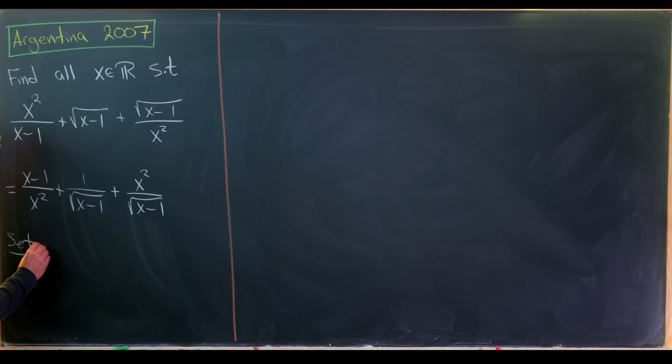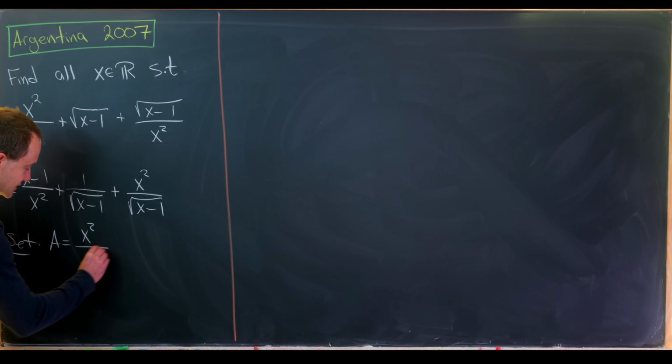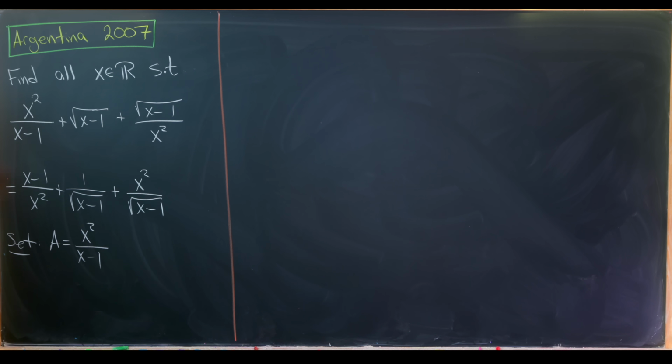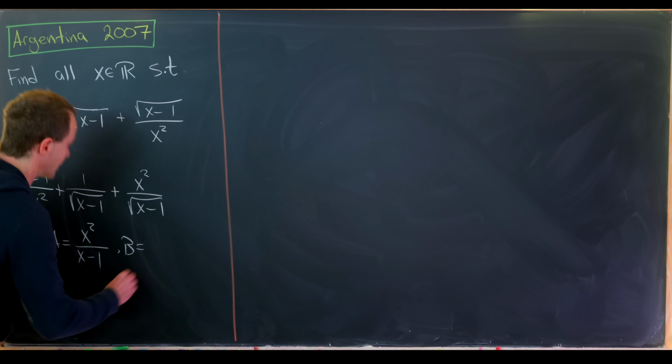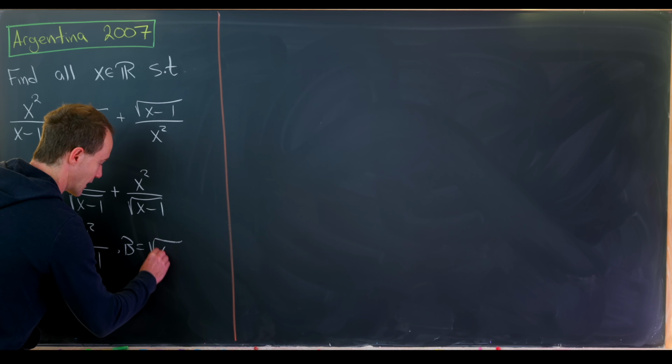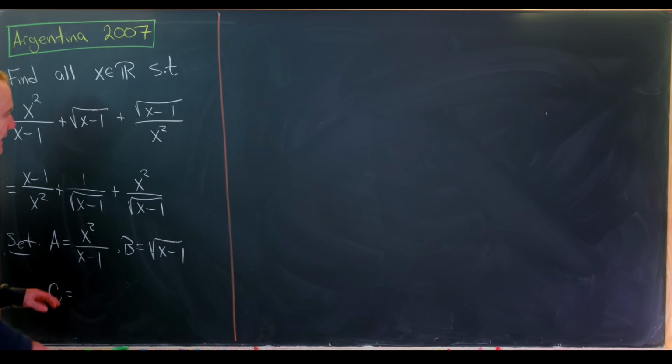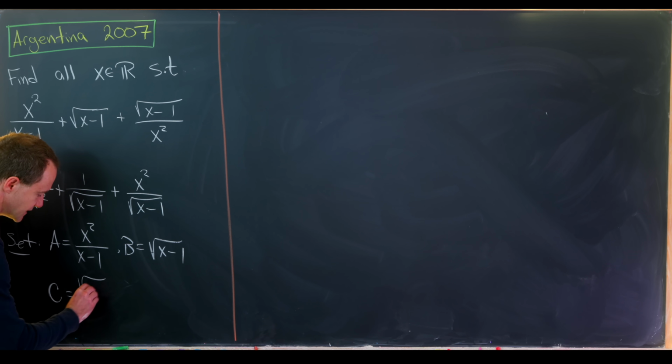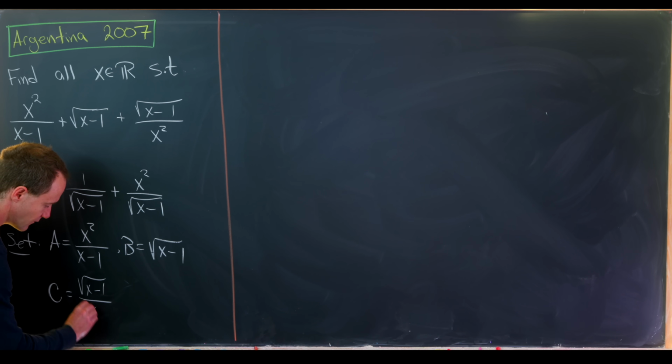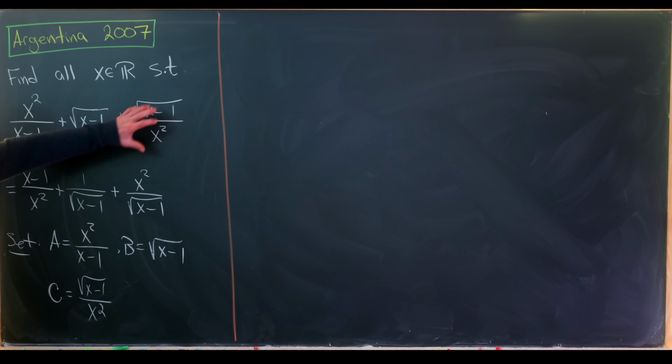So let's maybe set, I'll call it capital A, equal to x squared over x minus 1. So that'll be like this term, and then this term here is 1 over A. Then I'll set capital B equal to the square root of x. So notice this is 1 over B. And then we'll set C equal to the square root of x minus 1 over x squared. So here we have C and 1 over C.